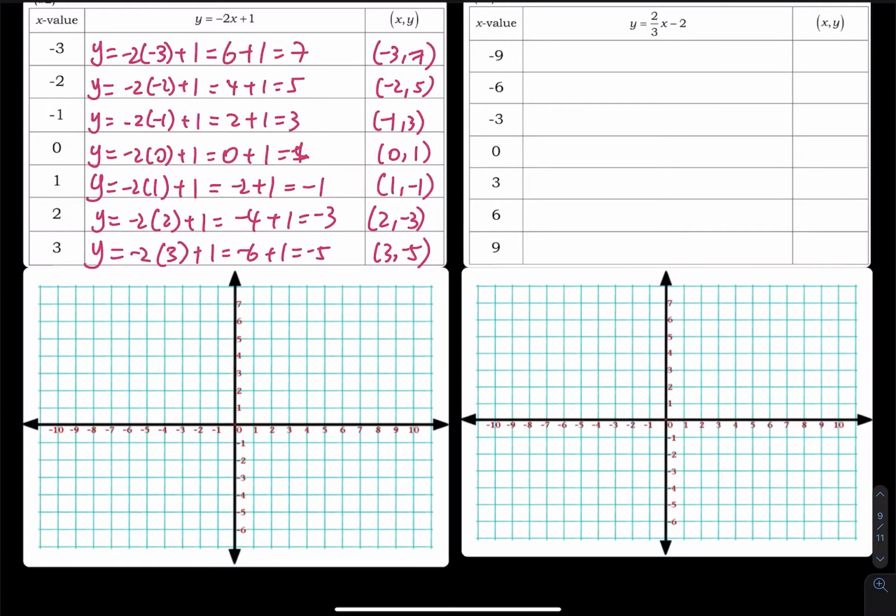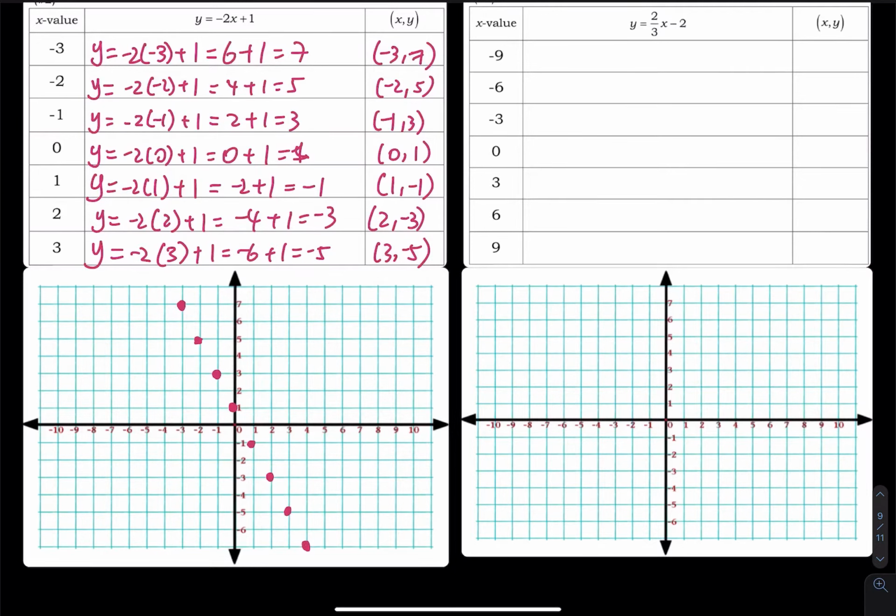Negative 3, positive 7, and then negative 2, 5, and then negative 1, 3. 0, 1. Do you see what the pattern is? 1 unit to the right, 2 units down. And then 1, negative 1, 2, negative 3. Now you can go fast, right? And then 3, negative 5. So the next one, without doing any math, I know that must be 4, negative 7, because the pattern is 1 unit to the right and 2 units down.